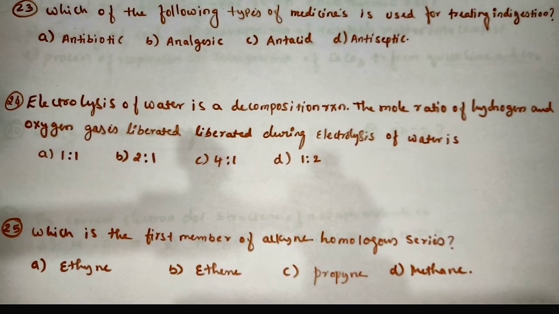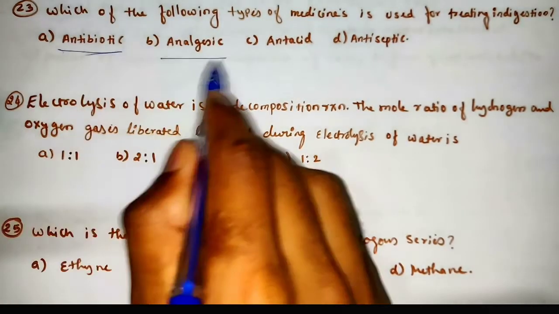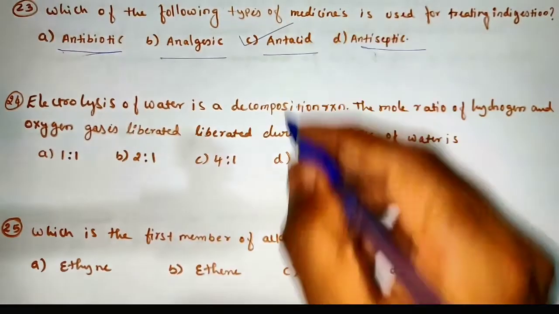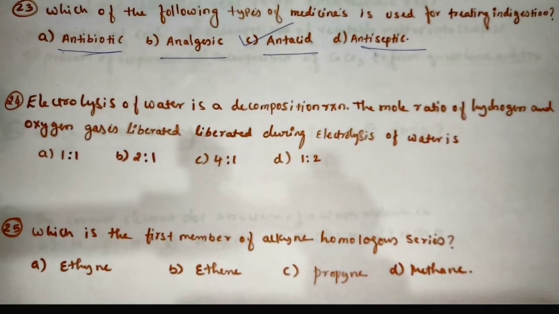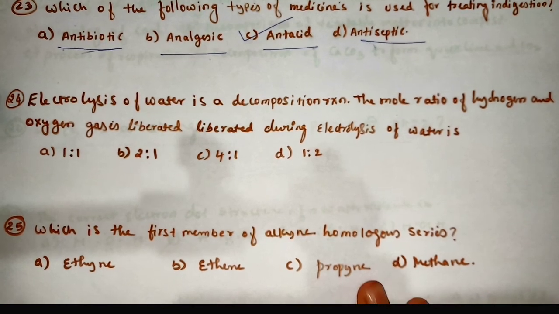So the next question is: which of the following types of medicine is used for treating indigestion? First of all, why is indigestion caused? Due to the excess release of hydrochloric acid in our stomach. So in order to neutralize it, what do we have to do? We have to take a base. Out of the options, antibiotic is there, analgesic is there, antacid is there, antiseptic is there. So out of these, antacid is a mild base which is going to react with the excess HCl present in our stomach and reduces the stomach pain, indigestion.